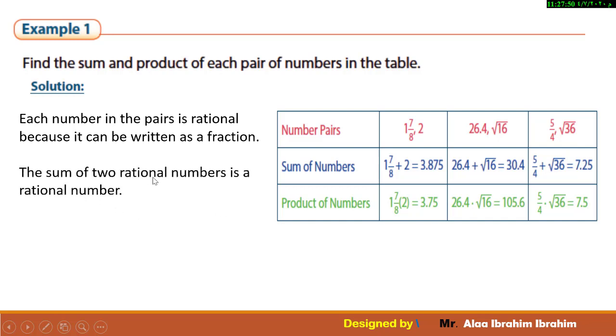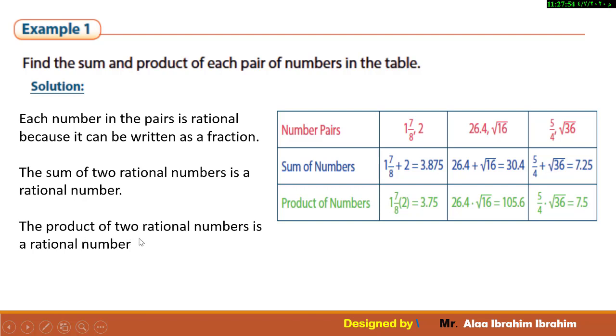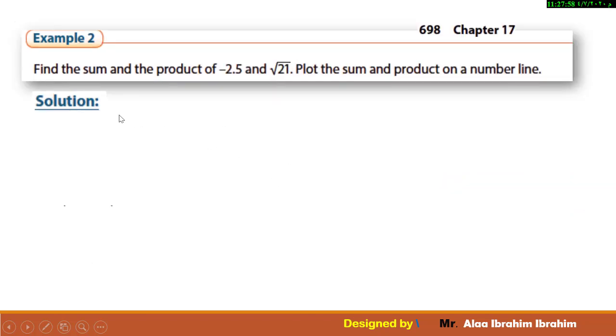So we found that the sum of two rational numbers is a rational number. The product of two rational numbers is a rational number. Now find the sum and product of negative 2.5 and root 21. Plot the sum and product on the number line.